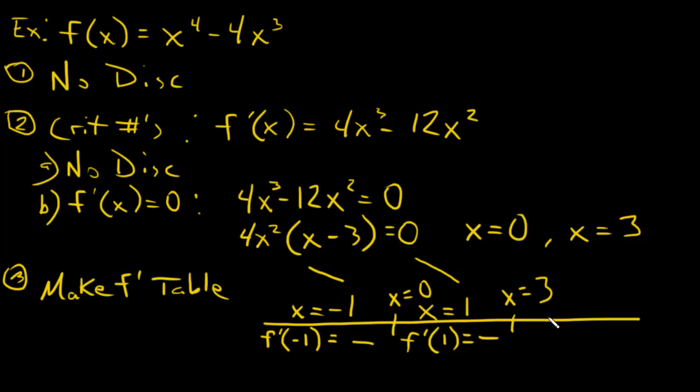Let's finally do a test value greater than 3. How about x equals 10? That's a nice one. X equals 10, I get 4,000 minus 1,200. And so the 4,000 definitely dominates. That is positive. So f prime of 10 is equal to positive, which means it's going up. So right here at x equals 0, I don't know what it is. It's not a min or a max, but it's some sort of horizontal slope. But right here at x equals 3, I have it going down, then back up. That is going to be a min. So that one I can identify.